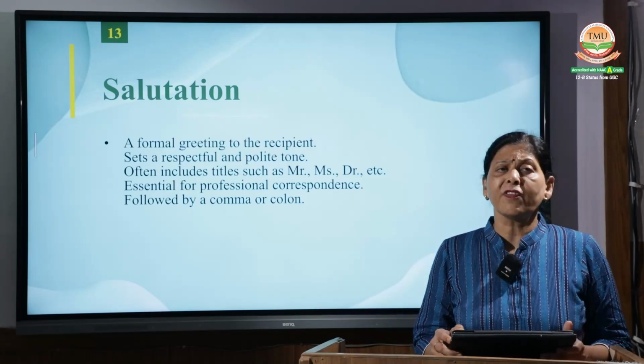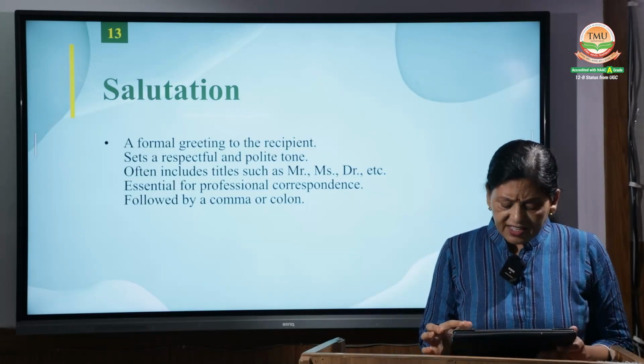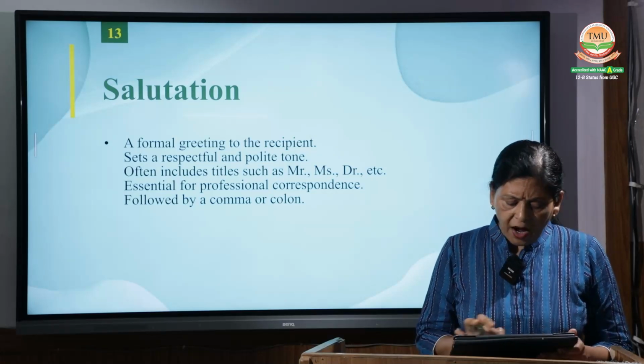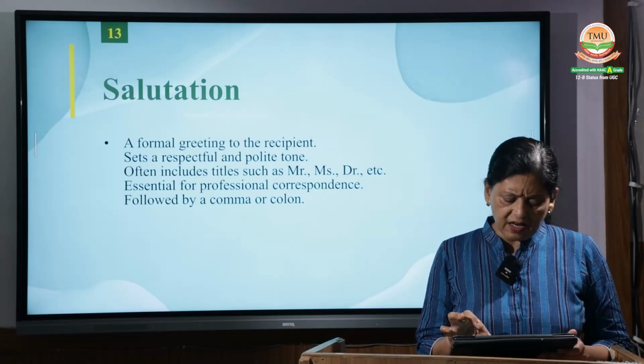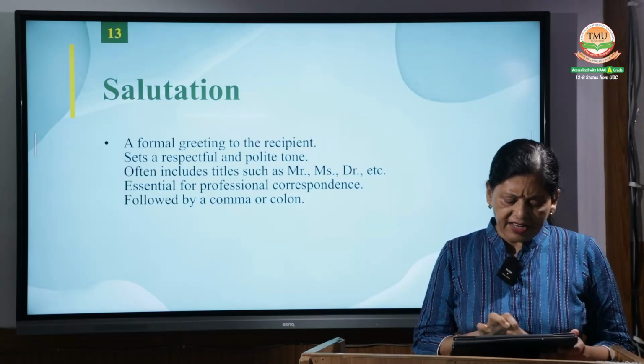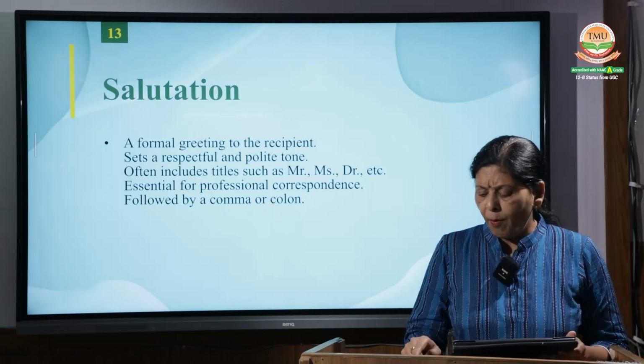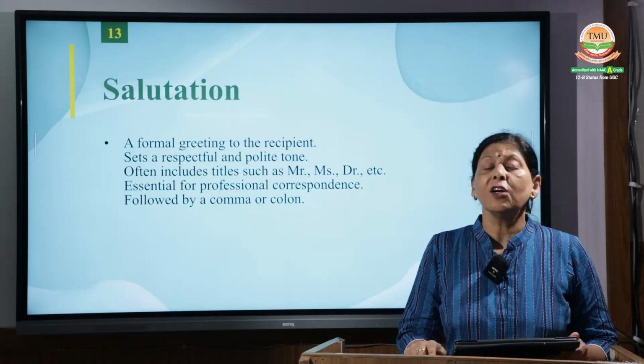It is important in a professional setting. And then this point is followed by a comma or colon. Generally, it is not a colon, it is the comma that is being used.